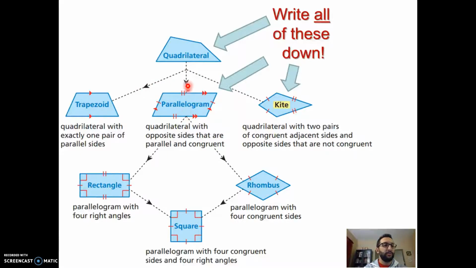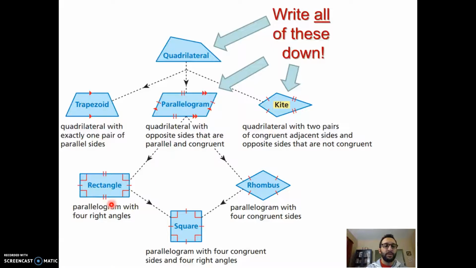Trapezoids are not parallelograms. Notice they follow a different path. Kites are also not trapezoids or parallelograms. They follow a different path. One thing from the flowchart we notice is that all 3 of these, rectangle, rhombus, and square, are parallelograms. Why? Because they have opposite sides that are parallel and congruent.